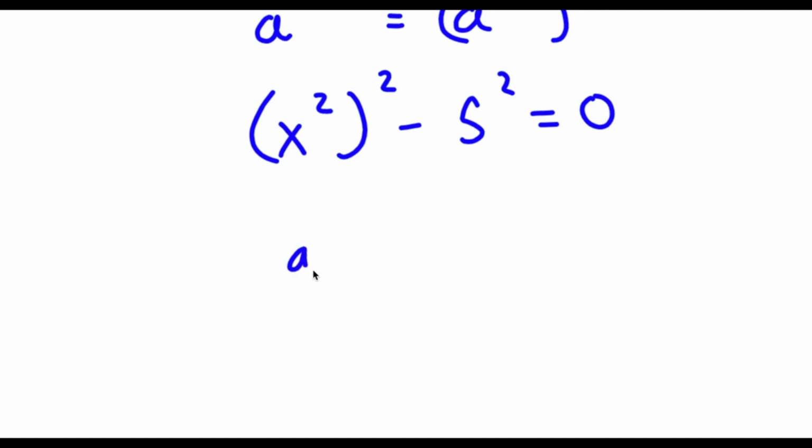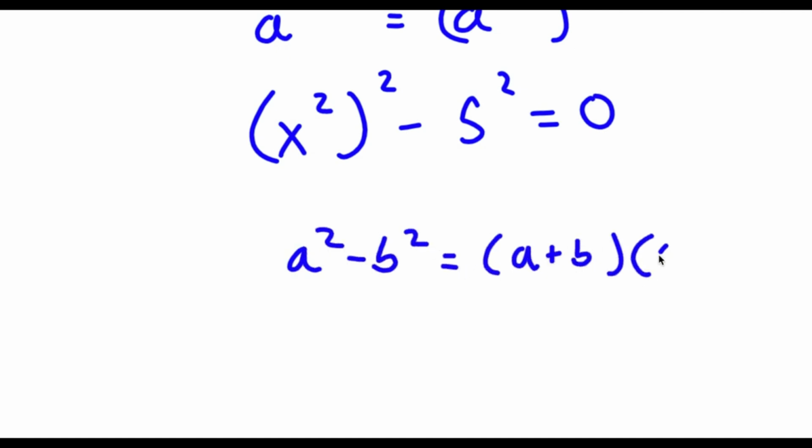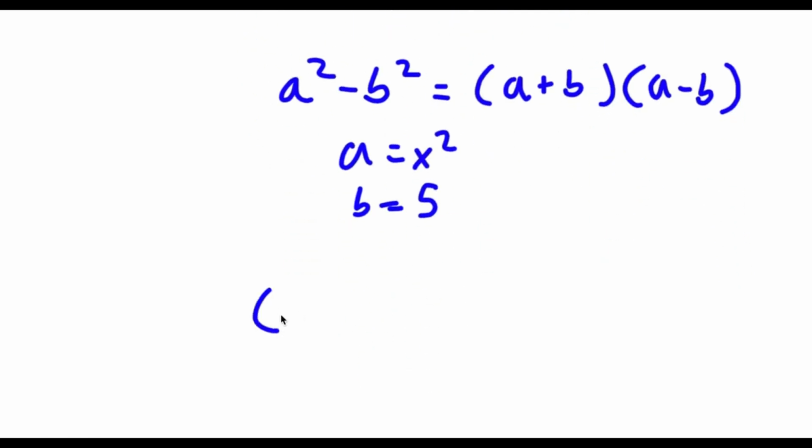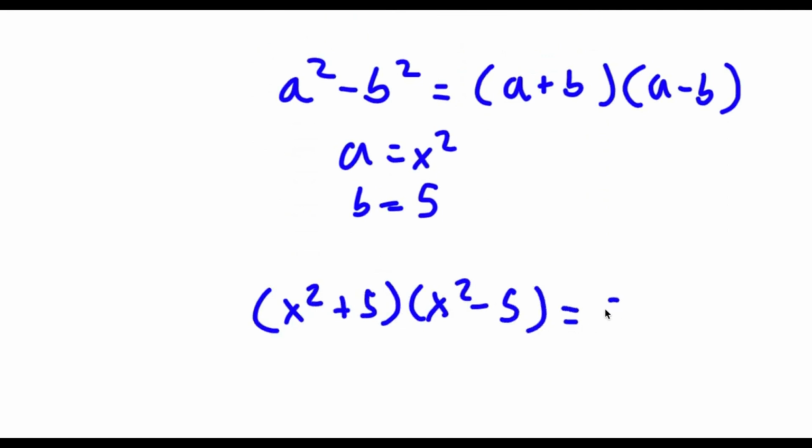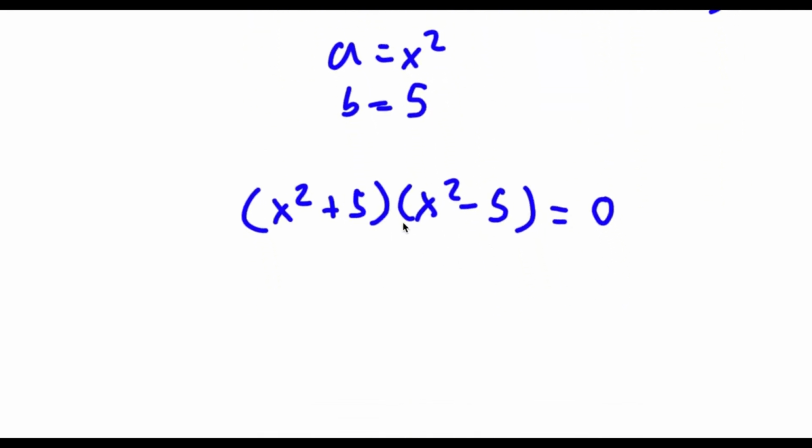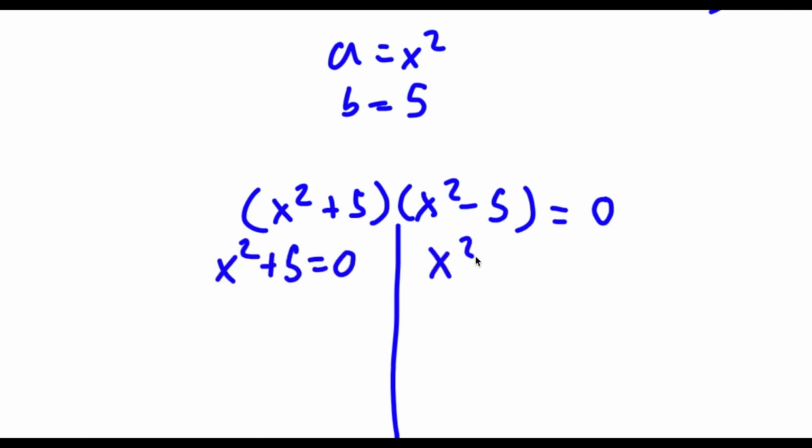Now, if I have something in the form a squared minus b squared, this is equal to a plus b times a minus b. So in this case, a is equal to x squared and b is equal to 5. So I have x squared plus 5 times x squared minus 5 is equal to 0. So now this is going to give me two equations. I have x squared plus 5 is equal to 0, and I have x squared minus 5 is equal to 0.